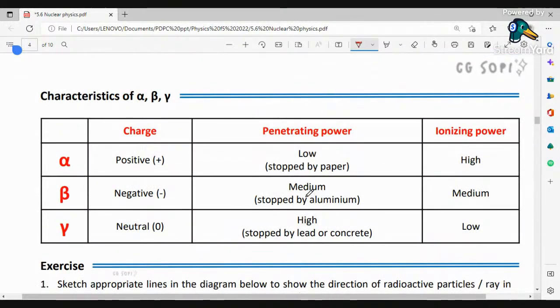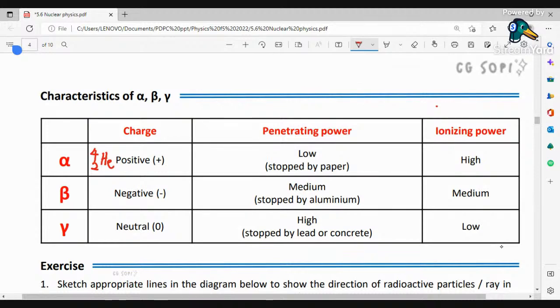Okay, let's look at characteristic of alpha, beta and gamma. For alpha, we have discussed just now, alpha is 42He, nucleus of helium. Maksudnya dia adalah positively charged. Penetrating power low, can be stopped by a piece of paper. Ionizing power higher. What is the meaning of ionizing power? When alpha travels in air, it will produce positive ion and negative ion when it collides with air molecules. So ini maksudnya ionizing power high.